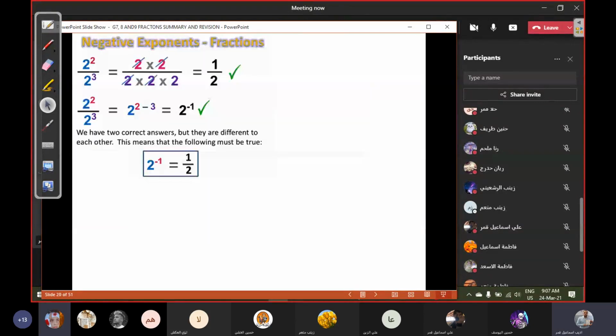Negative exponents with fractions. 2 to the power 2 over 2 to the power 3 equals 1 over 2. We can also write it as 2 to the power 2 minus 3, which is equal to 2 to the power minus 1. 2 to the power minus 1 is the same as 1 over 2.